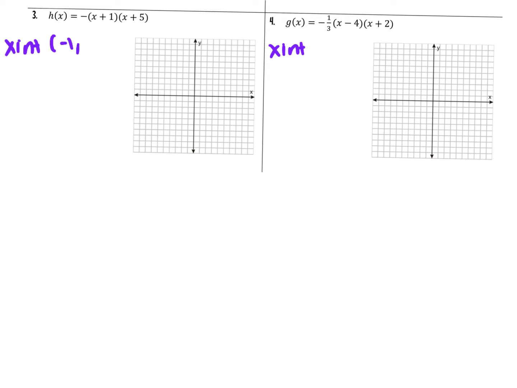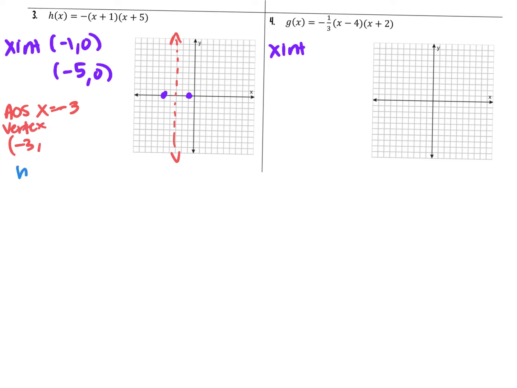All right, hopefully you had time to work through this. Our x-intercepts are -1, 0 and -5, 0. So I'm going to plot those. And then I'm going to look exactly halfway between them to figure out what my axis of symmetry is. This axis of symmetry is going to be x equals -3. And to find my vertex, I'm going to plug -3 in. So h of -3 is the opposite of -2. -3 plus 1 is -2. -3 plus 5 is +2. So this is going to be 4. So my vertex is going to be the point -3, 4.